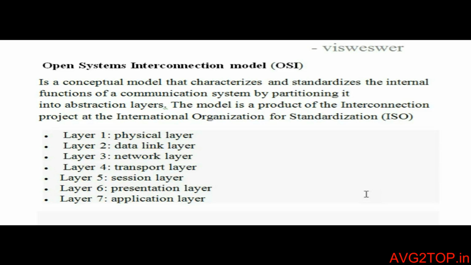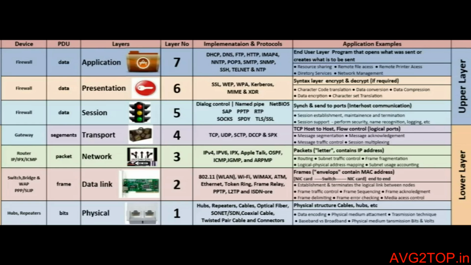And there are 7 layers in the OSI. They are physical layer, data link layer, network layer, transport layer, session layer, presentation layer, and application layer. And now let's see the characteristics of each and every layer. The first layer is the physical layer.